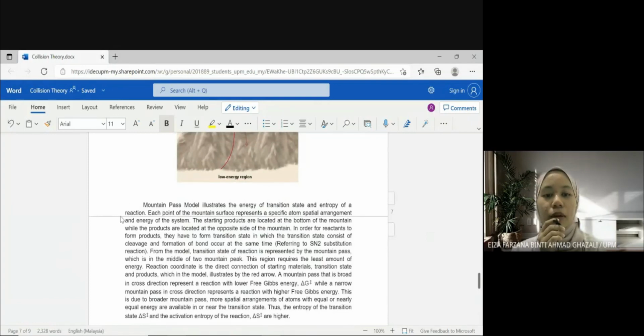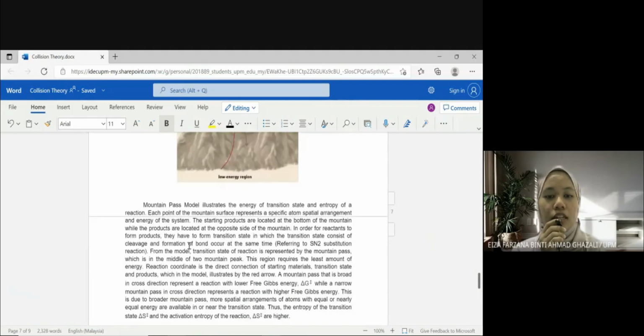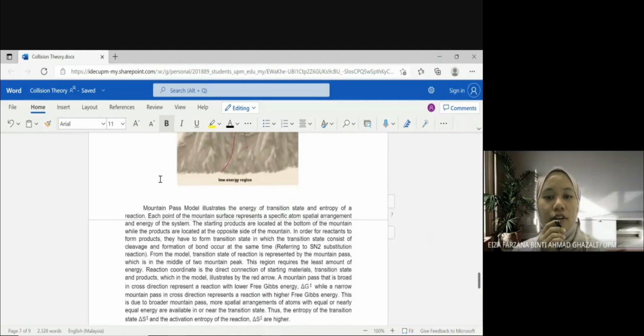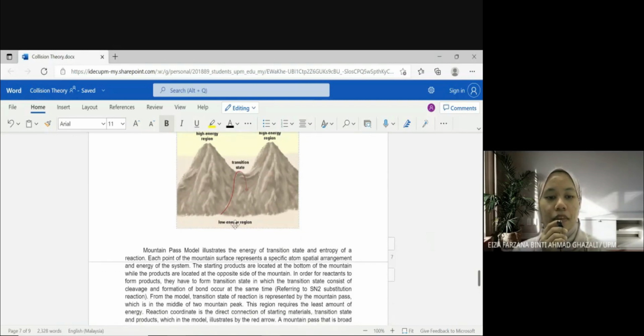Each point of the mountain surface represents a specific atom spatial arrangement and energy of the system, in which from the diagram, it represents the mountain surface, a high energy region, the transition state region, and also another high energy region here. The starting materials are located at the bottom of the mountain, while the products are located at the opposite side of the mountain, which is here. This is the starting material, which is the reactants, and the opposite bottom is the products.